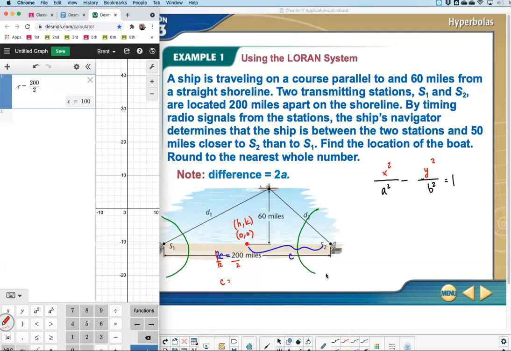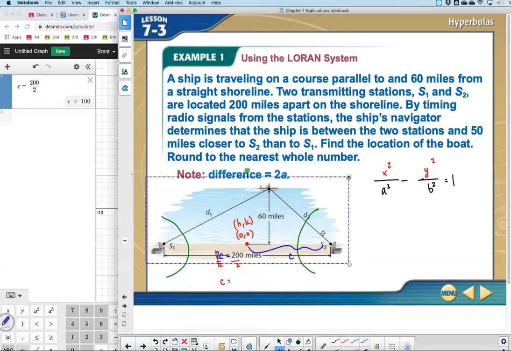So since it's 100 units away, I could say this station right here, this foci, if you needed the point, you could say that point is going to be 100 to the right, comma 0. This one over here would be negative 100, comma 0. So those are two foci points listed, and we have the center, but the foci is not going in for a squared or b squared.